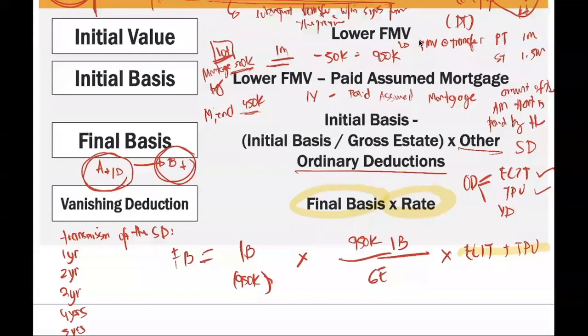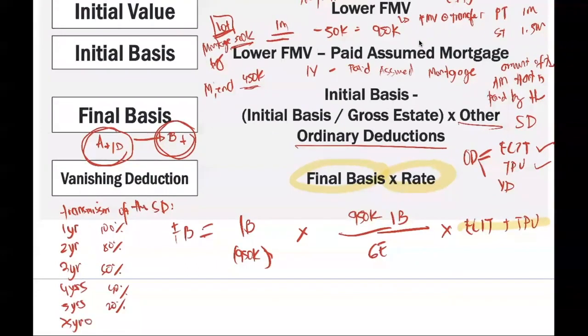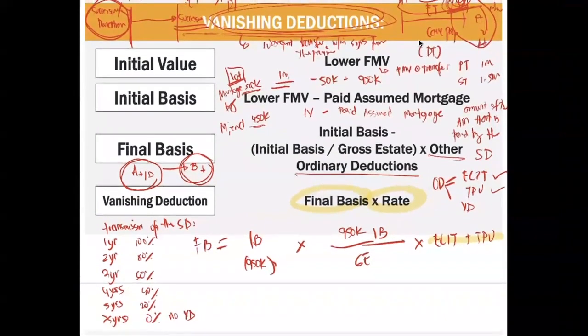So, depending on the rate, so 100% pag within 1 year lang, namatay din si B. 80% pag within 2 years lang, namatay si B. 60% for 3 years, 40% for 4 years, and 20% if 5 years. If more than 5 years, 0% because there is no more vanishing deduction. Take note, there is only vanishing deduction if there is a subsequent transfer within 5 years from the previous transfer. So you count from the previous transfer to your subsequent transfer, the number of years. Either 1 year, 2 years, 3 years, 4 years, 5 years. Okay? If it's more than 5 years, no more vanishing deduction.